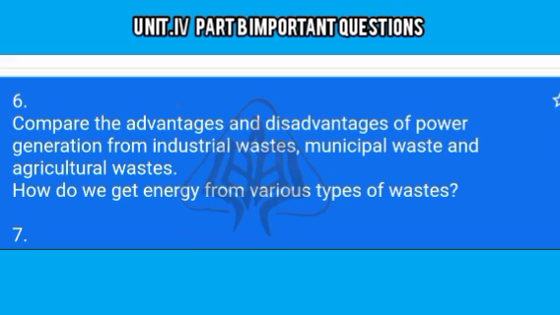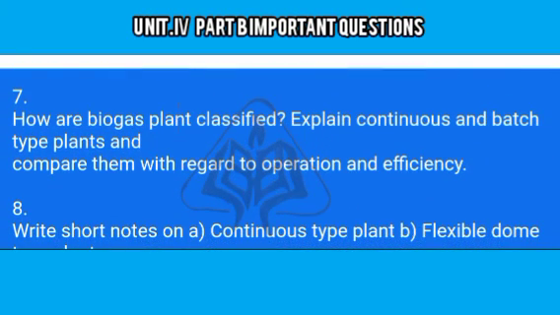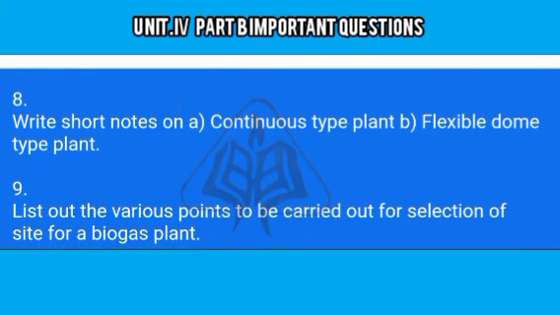How do we get energy from various types of wastes? 7. How are biogas plants classified? Explain continuous and batch type plants and compare them with regard to operation and efficiency. 8. Write short notes on: A. Continuous type plant. B. Flexible dome type plant.